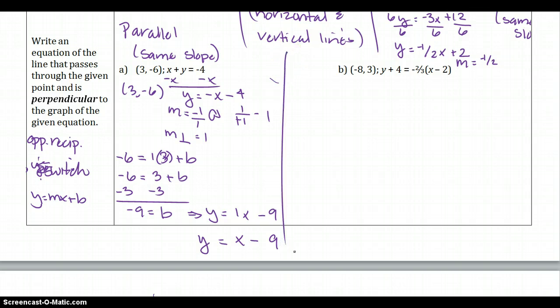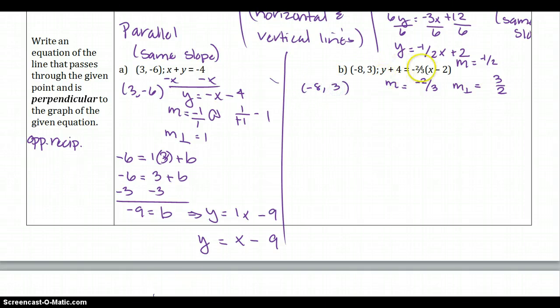Wonderful. So next one, you're given a point and the slope, this is in point slope form, we kind of like that. The slope right now is negative 2 over 3. The perpendicular slope, I'm going to flip it and switch it. So it's 3 over 2, and it's going to be positive because it was negative before. And then we have our point, negative 8, 3. Since this was in point slope, I'm going to go ahead and use point slope form. So I have y minus, this is x1, y1. So y minus 3 equals m, which is 3 over 2, times x minus negative 8. And then these become a positive because there's two negative signs.